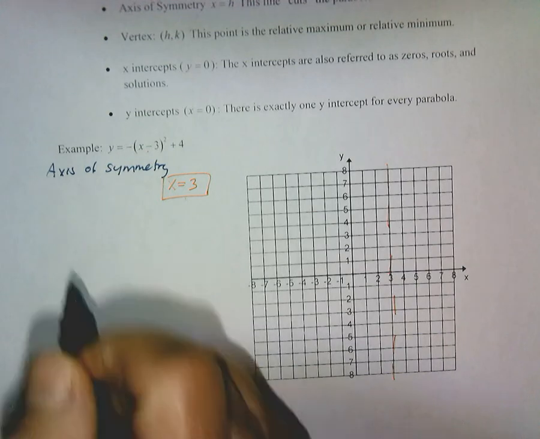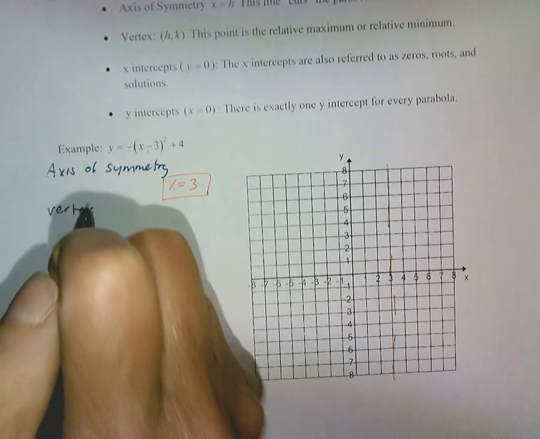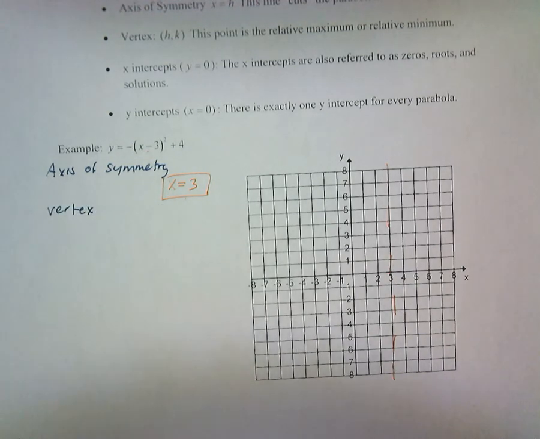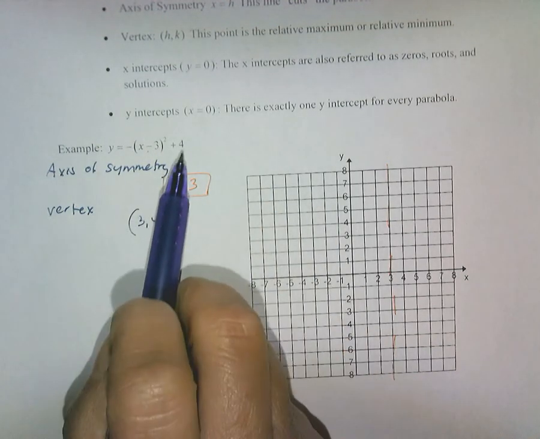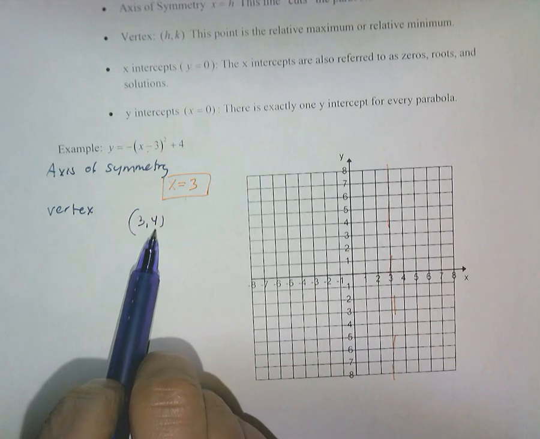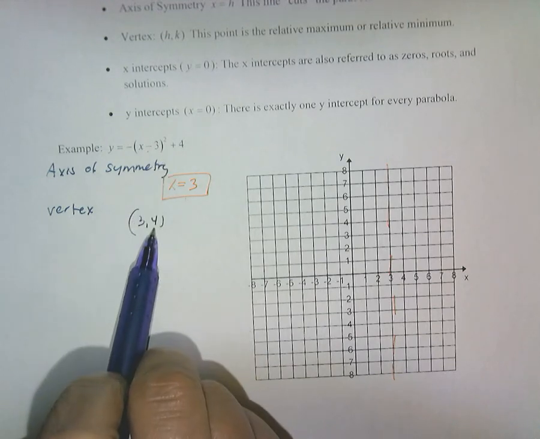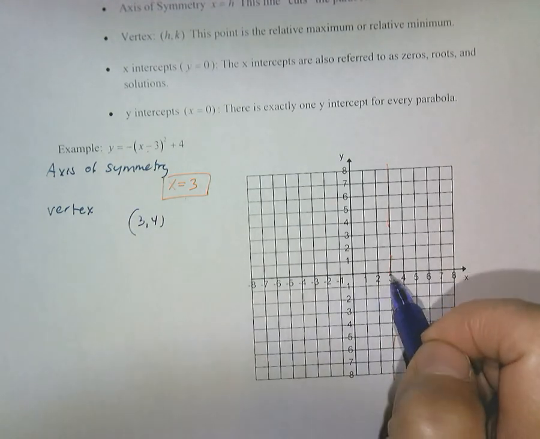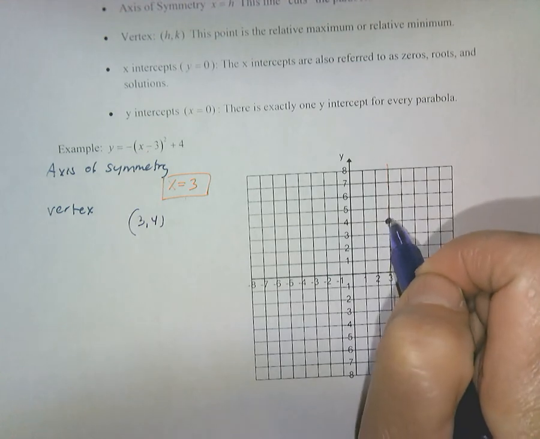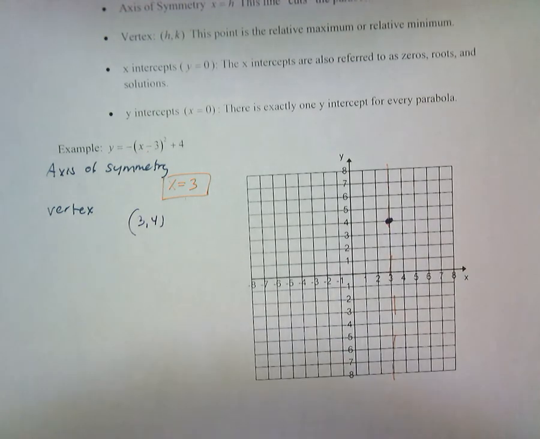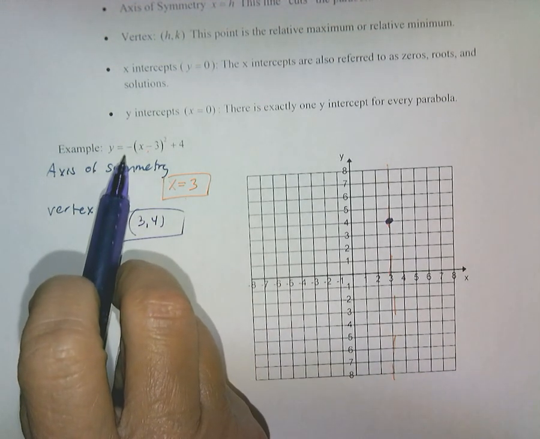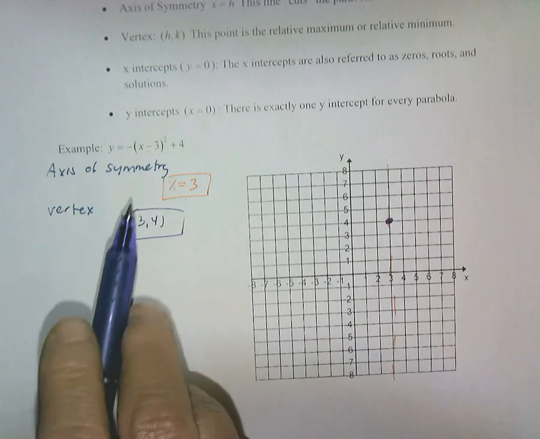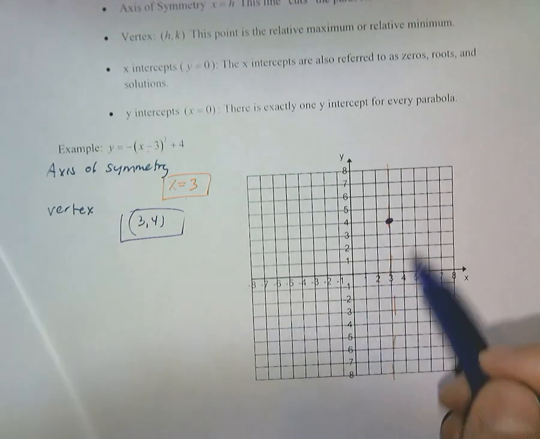Then we're going to find the vertex. So the vertex is the point (3, 4). This is a positive 4, so this stays positive. If this were minus, then this would be a negative. So (3, 4), so I go over 3, up 4, and I make that point. That is my vertex. Then I also know this negative in front is going to reflect this across the x-axis. So this negative tells me that this is going to open down.